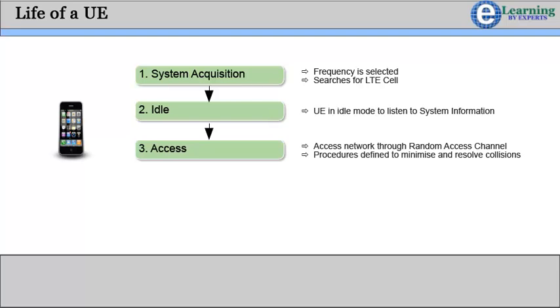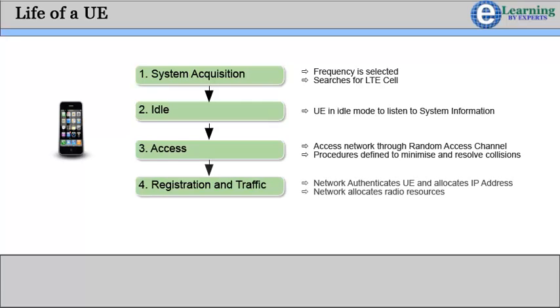Step 4. The UE now registers its presence with the network. The network authenticates the UE and allocates an IP address. Finally, the network may allocate radio resources to the UE, to enable efficient user traffic exchange. Let us walk through each of these steps in detail.